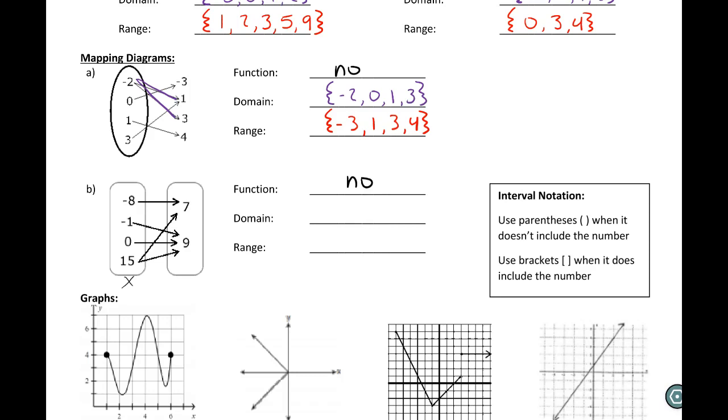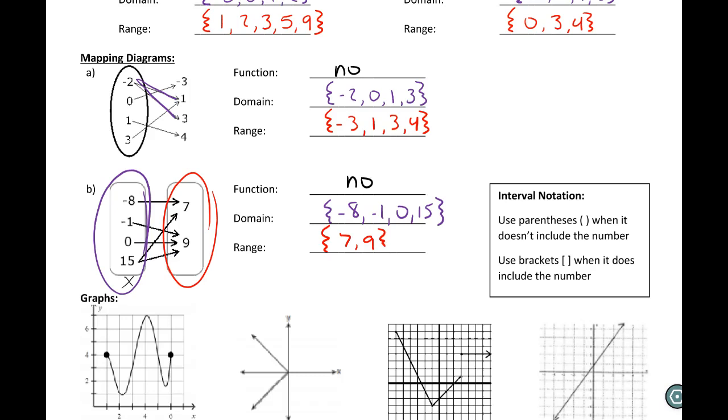Okay, so now we'll go ahead and list our domain. Domain is all our x values. Negative 8, negative 1, 0, and 15. And again, that's everything over here on the left-hand side. And our range is everything on the right-hand side, just 7 and 9. Simple enough.